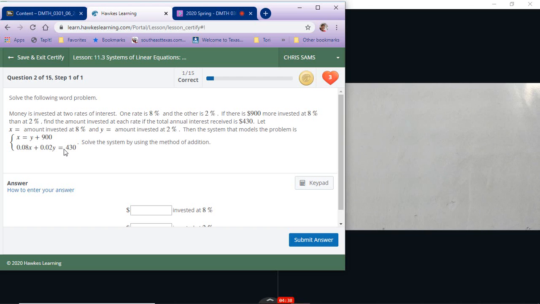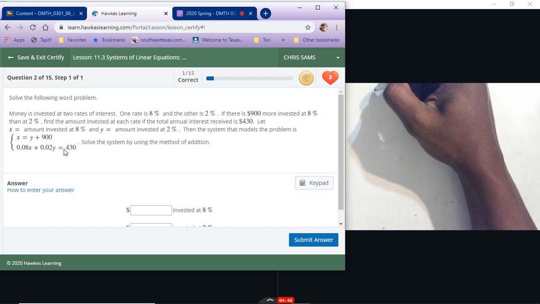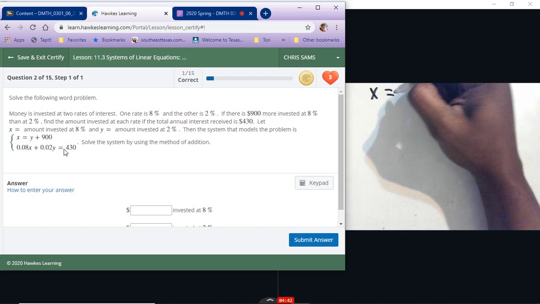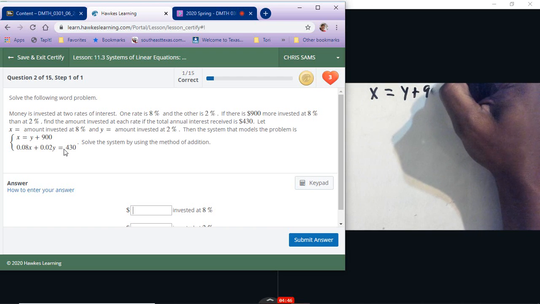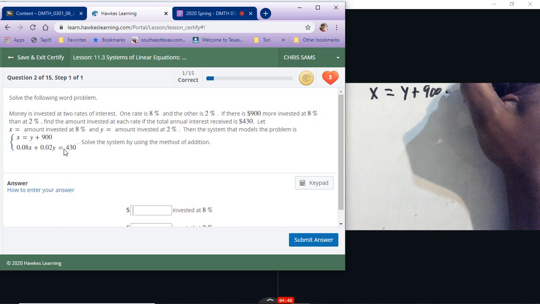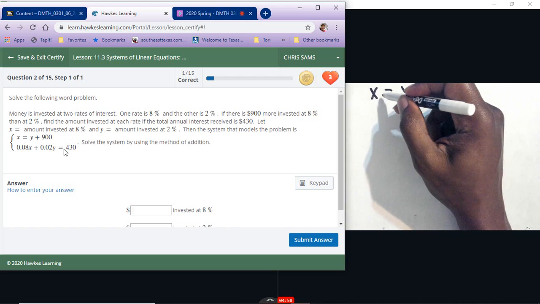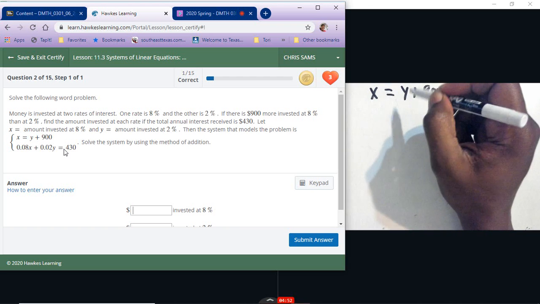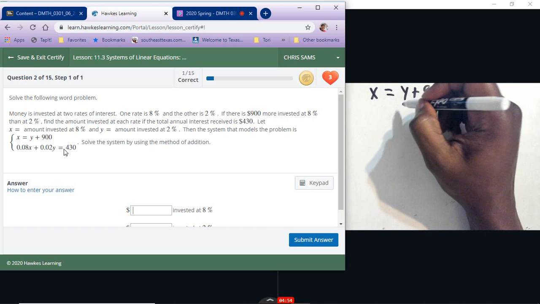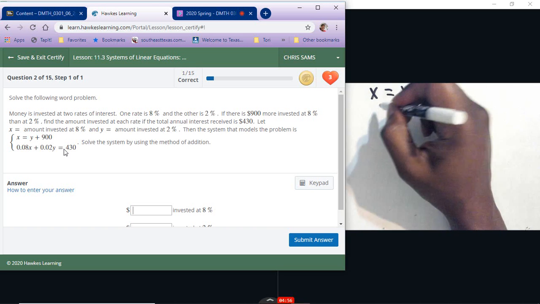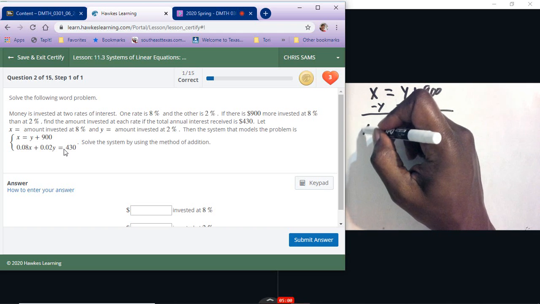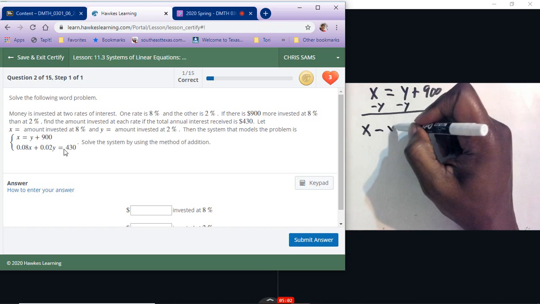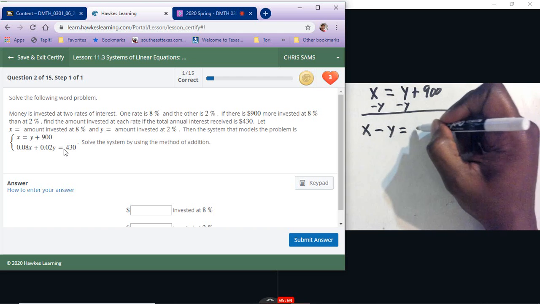So what I'm going to do is I'm going to take this first equation, x equals y plus 900, and I'm going to move the y over to the other side. So I'm going to subtract y. And so this equation becomes x minus y equals 900.